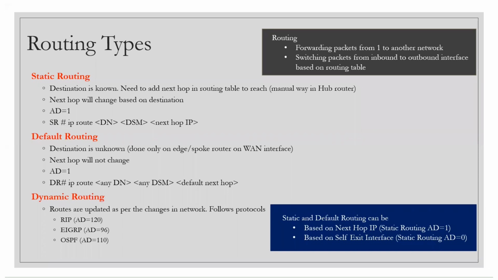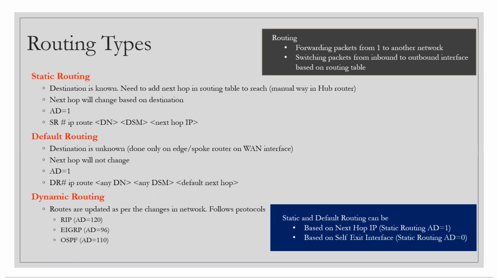All right. So by now, I'm sure you would have got some understanding about routing fundamentals. Just rehashing our knowledge on routing: routing is what? It's forwarding of packets from one network to another network, right? And apart from that, it's also switching packets from the inbound to the outbound interface based on the routing table, which is stored in the routers.